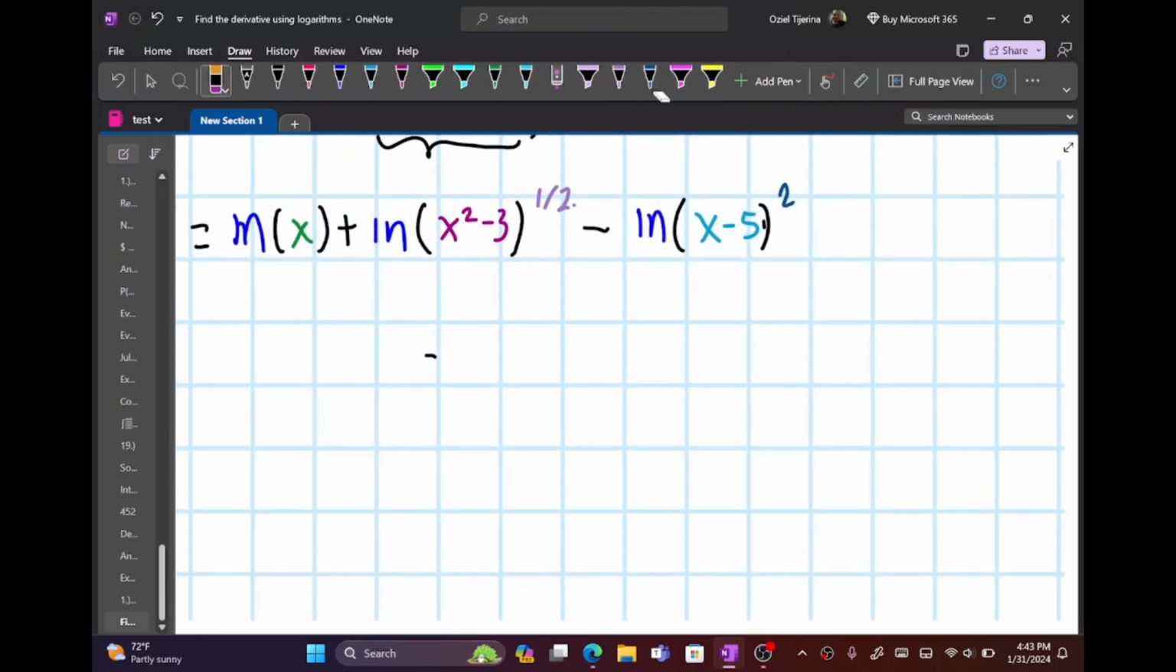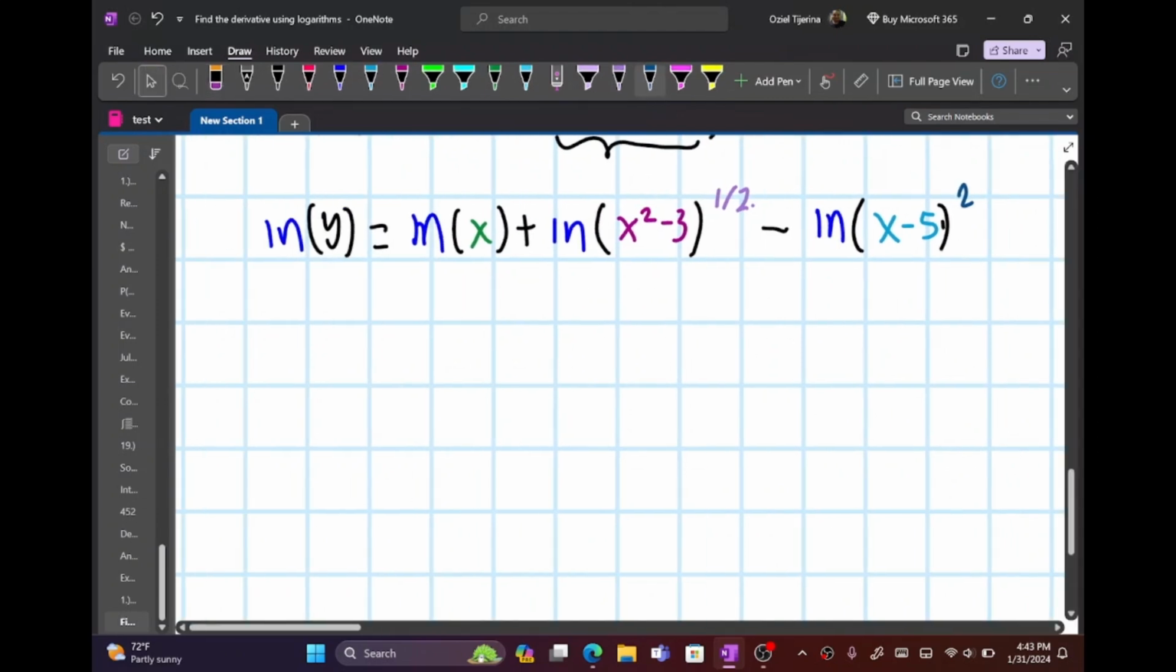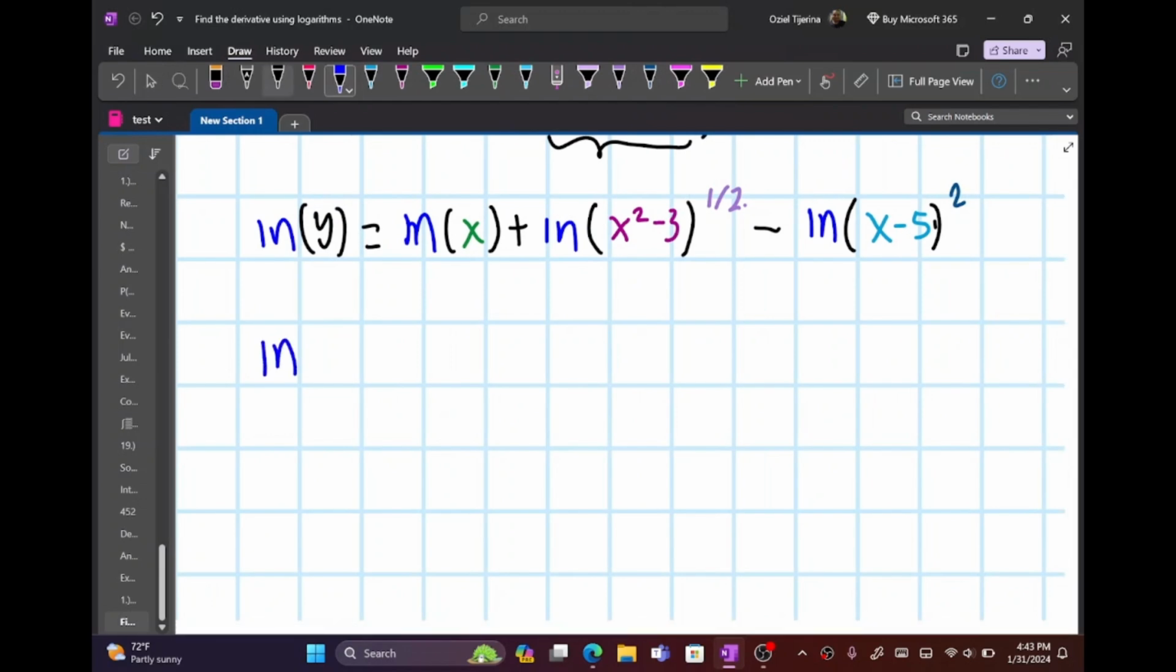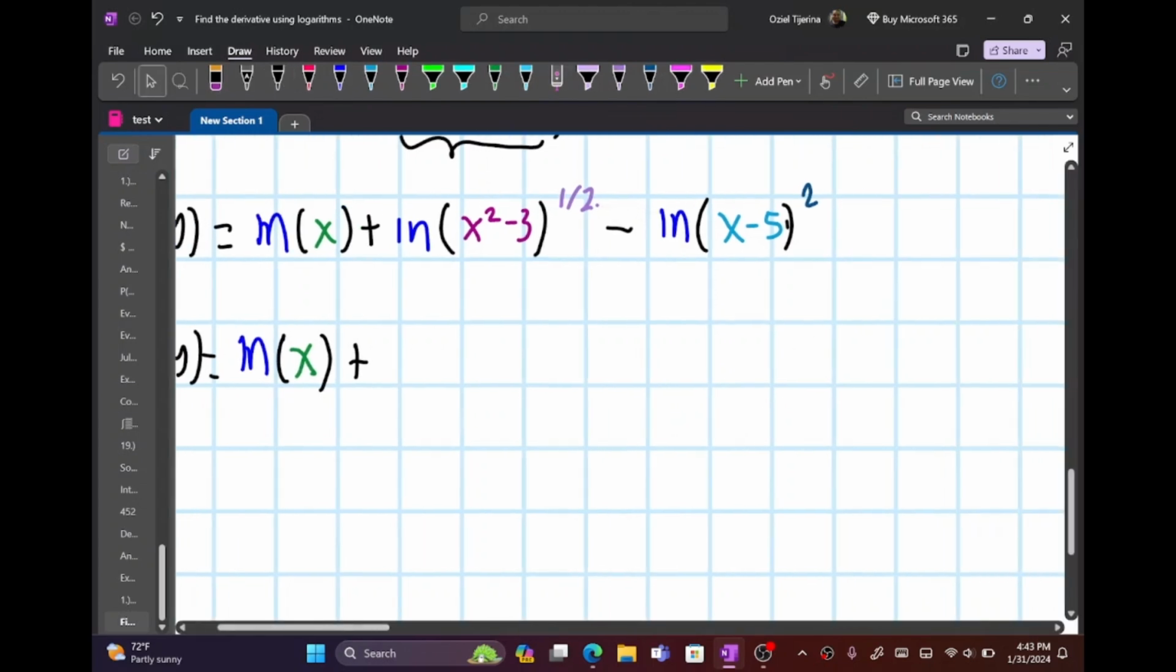Now, when we use the power property, we have ln of y. We still keep everything the same, it's ln of x, and then plus ln of x squared. So here's where I'm going to show y'all.